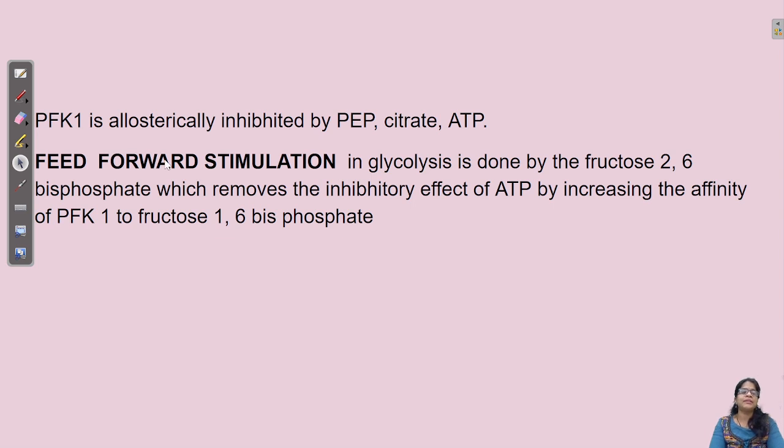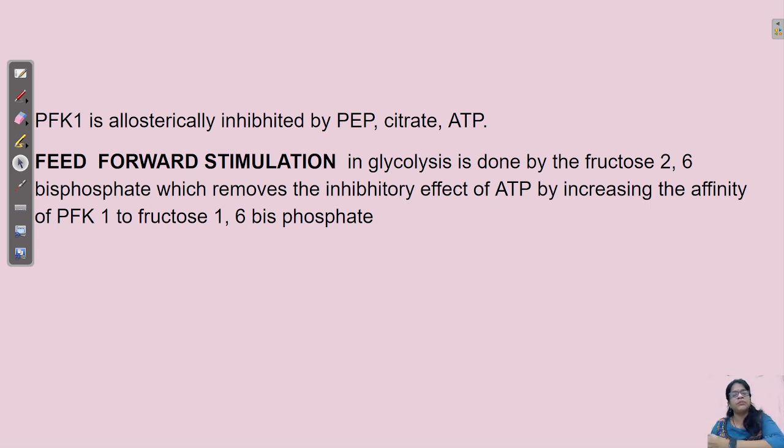Okay, let's discuss now what feed forward stimulation is. In glycolysis, this is mainly done by fructose 2,6 bisphosphate. See, the enzyme phosphofructokinase helps in the conversion of fructose 6 phosphate to fructose 1,6 bisphosphate. This is done by PFK1, but there is another enzyme called PFK2 which would catalyze the conversion of fructose 6 phosphate to fructose 2,6 bisphosphate, right?